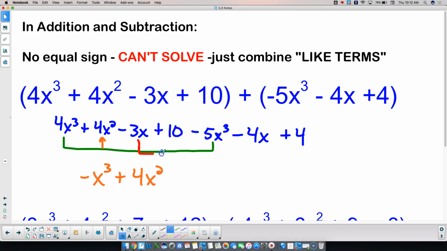Then I look at x's. There's two of those. Negative 3x minus 4x is negative 7x. And then I look at numbers. 10 plus 4 is 14.